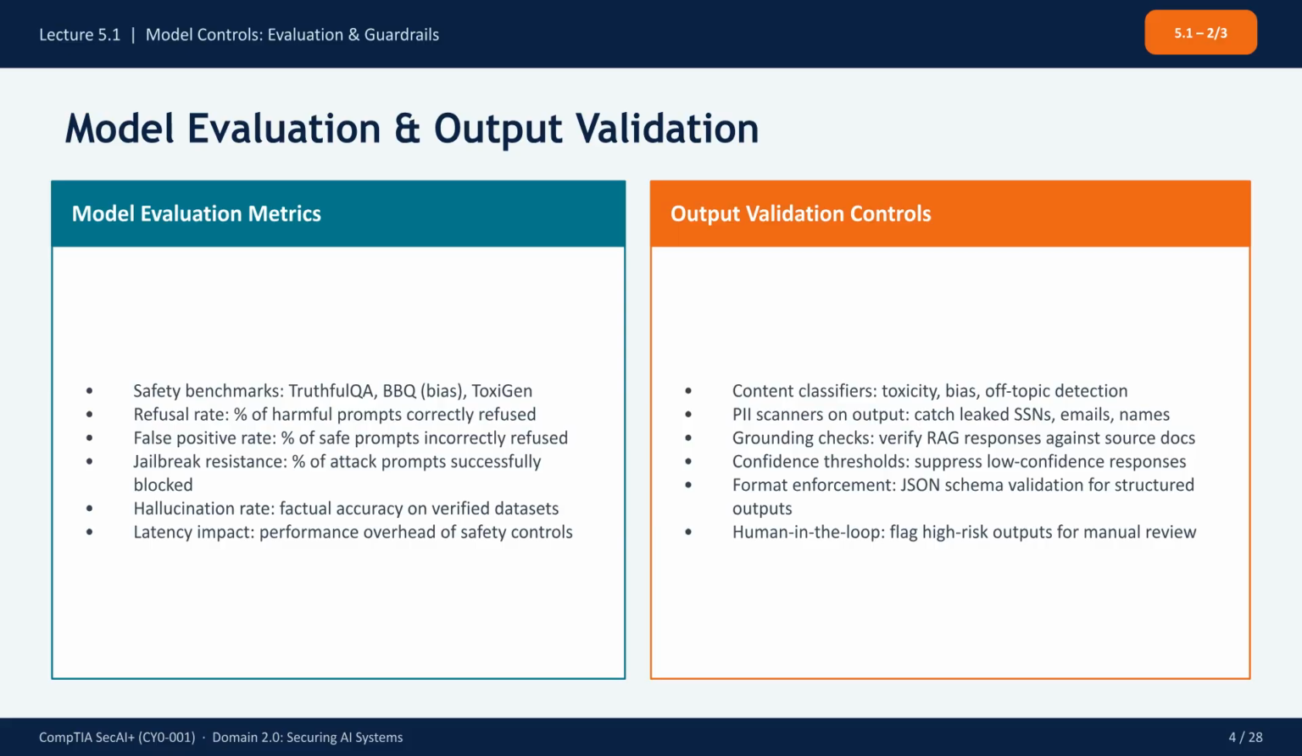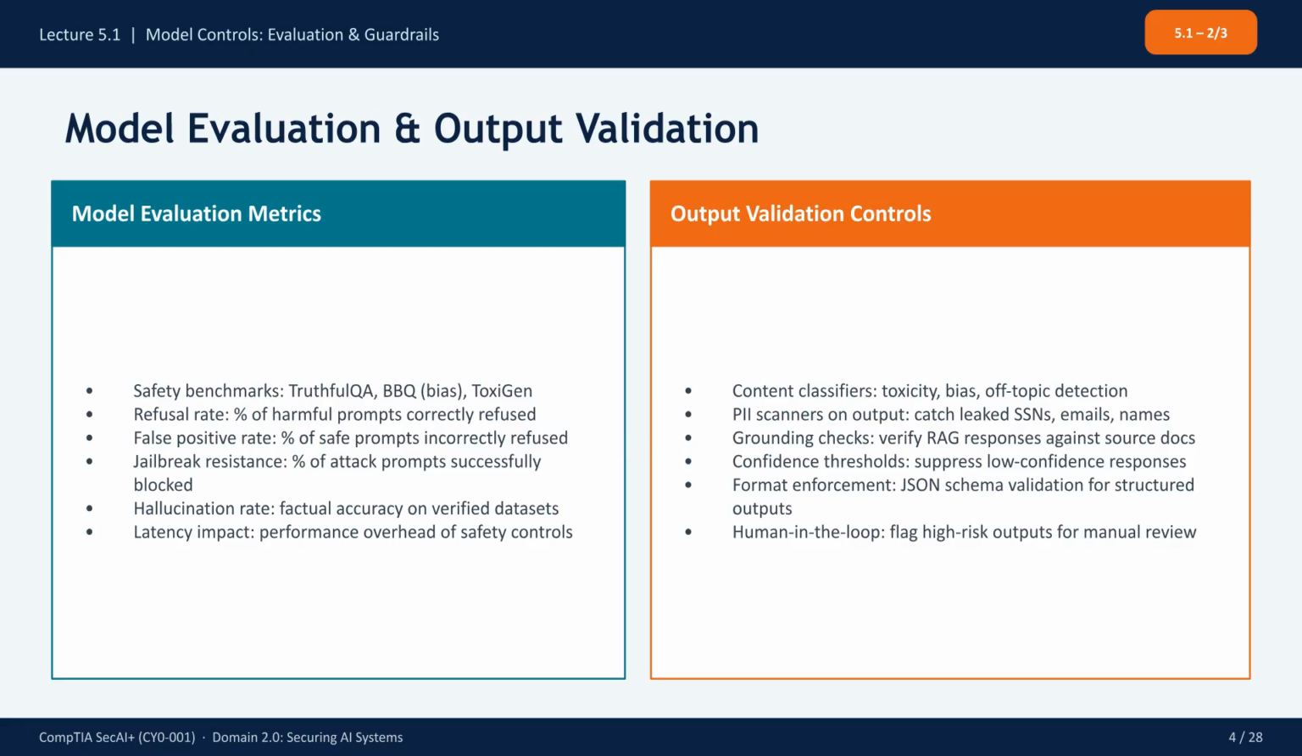Beyond benchmarks, you need operational metrics. The refusal rate, which is the percentage of harmful prompts correctly refused. The false positive rate, which is the percentage of safe prompts incorrectly refused, because you do not want overly aggressive guardrails that block legitimate use. The jailbreak resistance rate, the hallucination rate on verified datasets, and the latency impact of your safety controls.